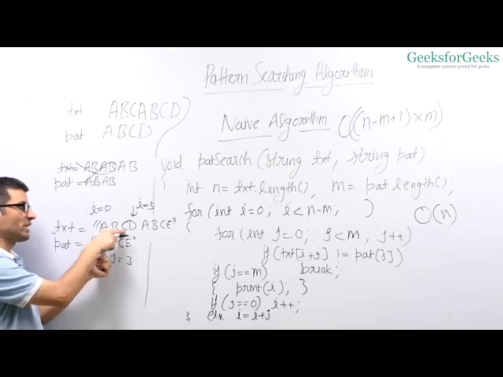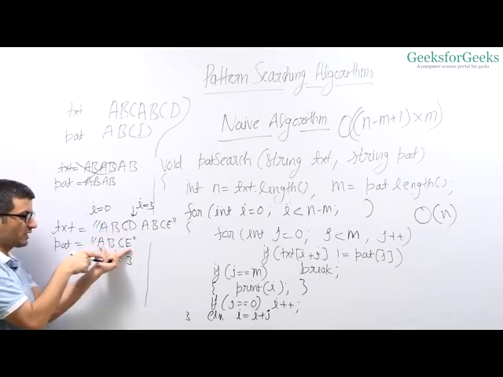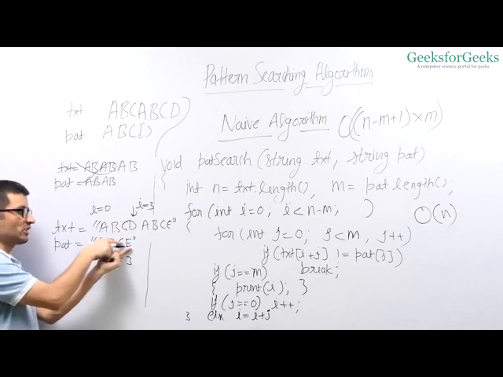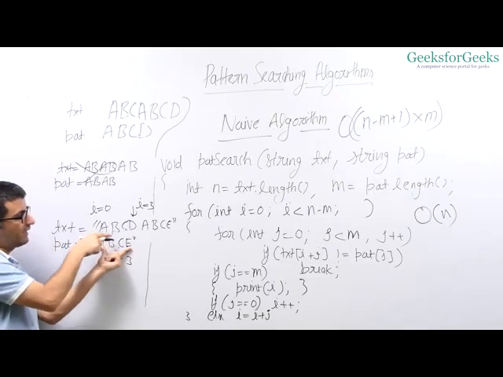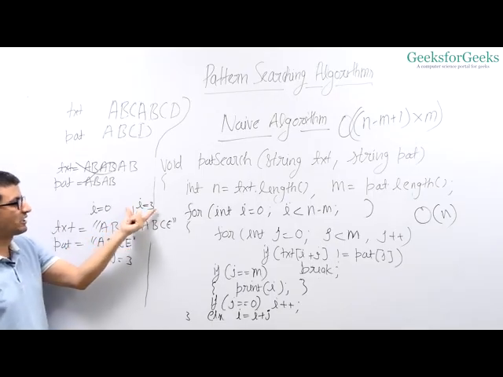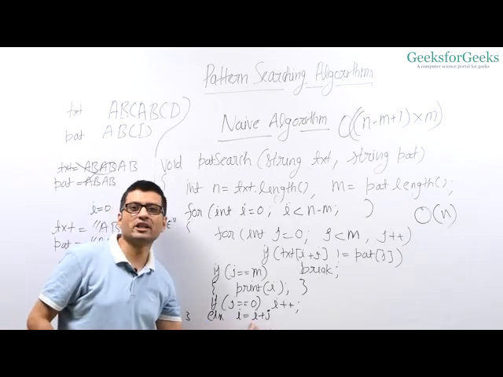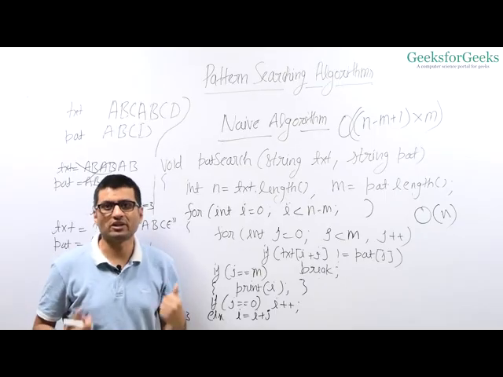This A cannot match with this C because this C was matching with this C, and all the characters in this are distinct. So this C and A cannot be same. And it was matching with this, so this A cannot match with this. So that is the reason I can safely jump to i equals i plus j if there are distinct characters in my input pattern.